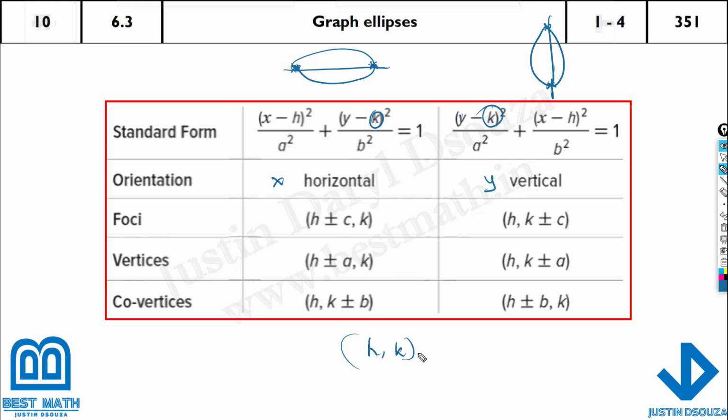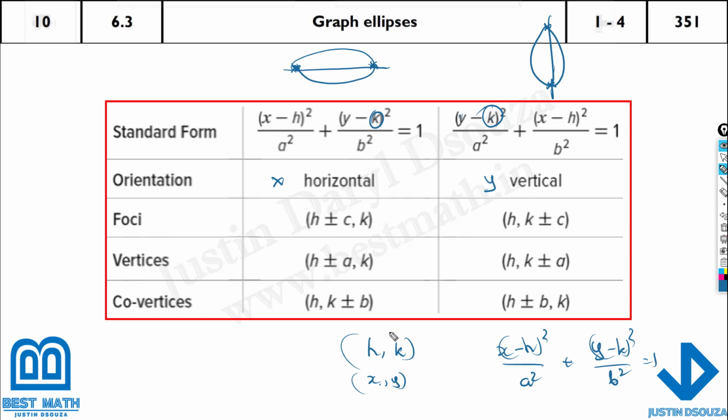We will get to that in a while. You don't need to know all this information, but just remember, vertex is h and k. It's given as x and y axis. So whenever you're dealing with x, that is h value of vertex, whereas the y-axis will be along the k. So when I write the standard form for horizontal, it will be x minus h, which is along x-axis, the whole squared divided by a squared plus y minus k the whole squared divided by b squared equals 1.